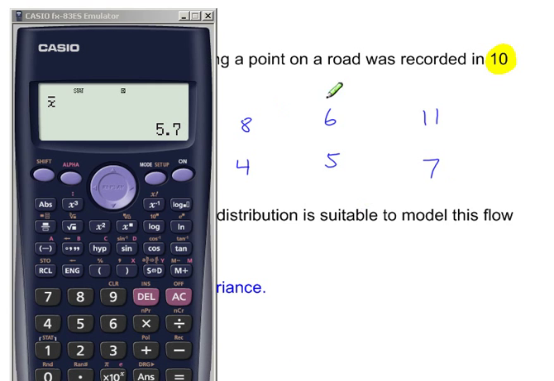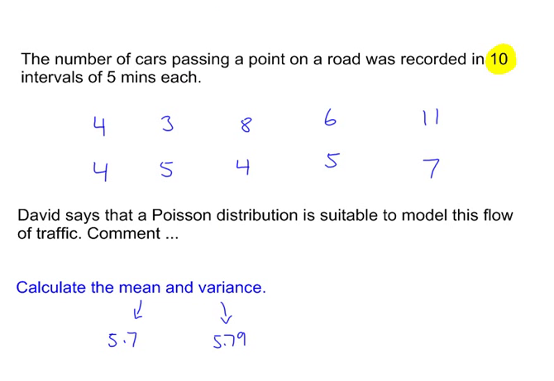So putting this sample of data into the calculator gives a mean of 5.7 and a standard deviation of about 2.4, and the variance, if I square this value, is 5.79. The mean and the variance are similar, so the Poisson distribution could be a good model.